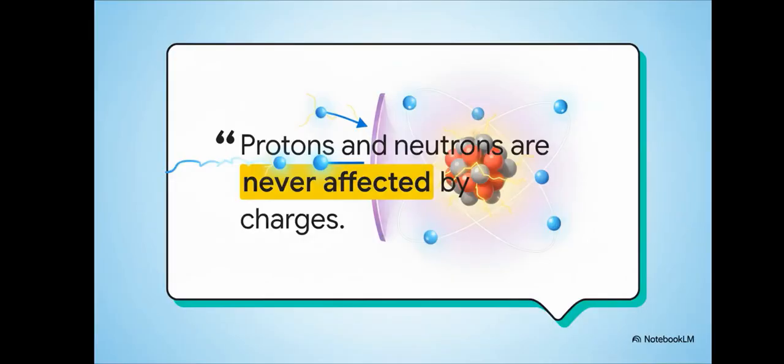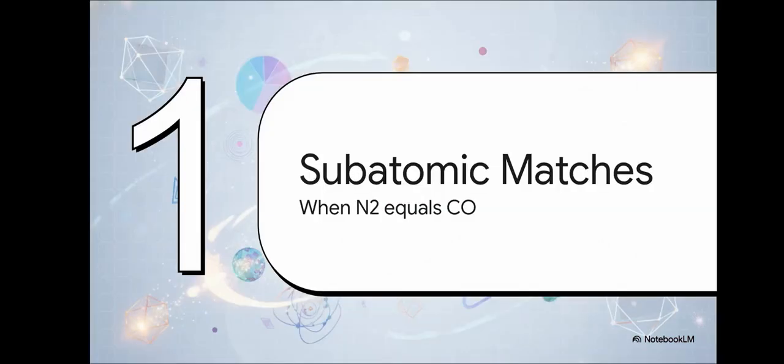Now, what's really interesting about this slide is how clearly it defines the absolute boundaries of chemistry. I really want this permanently etched into your mind. The electrical charge of an atom, whether it becomes positive or negative, is entirely, 100% a game of electrons. The nucleus, that heavily fortified inner vault of protons and neutrons, completely ignores the electrical changes happening outside. The identity of the atom is entirely, permanently preserved. And that brings us to our grand finale, Chapter 6, the ultimate subatomic match, when N2 equals CO.